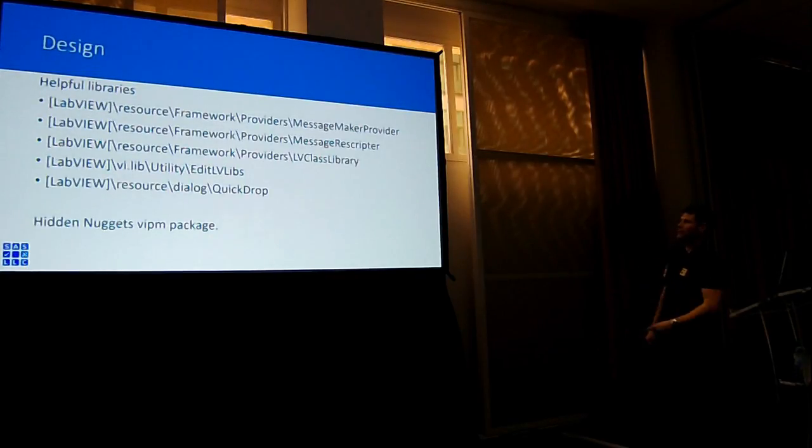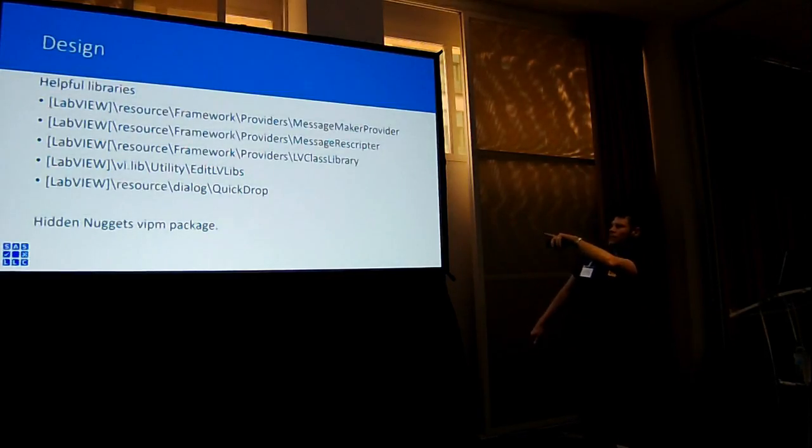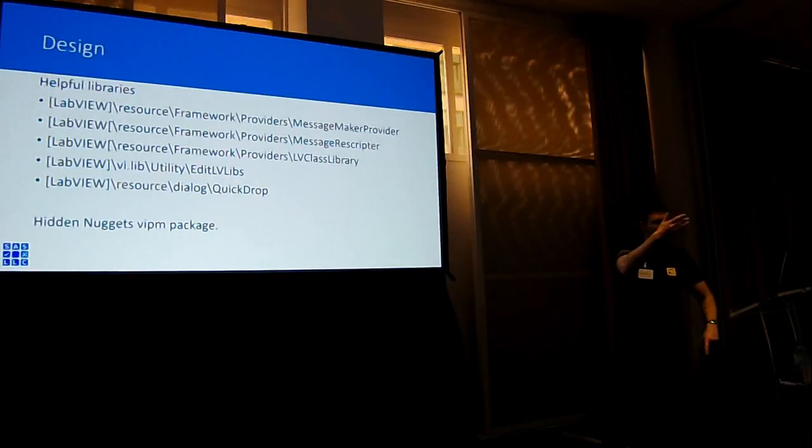I screwed that up. But yeah, so the framework providers are basically what you get when you right-click on an actor or message, and it says create new message or rescript message. That's what those are. The LV class library is the one for creating new methods. Edit LV libs, I think that's where I got stuff to copy libraries and rename them and save them all.